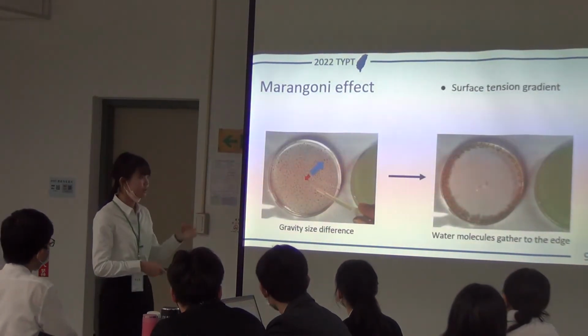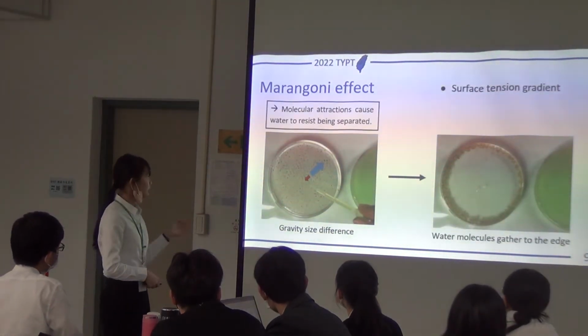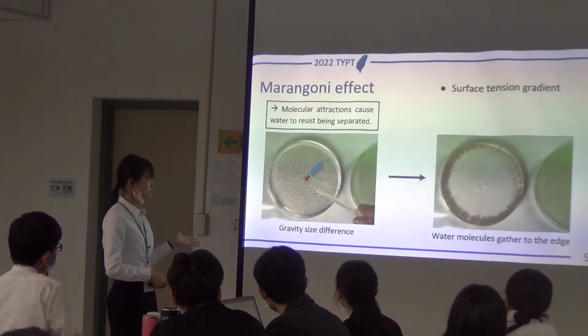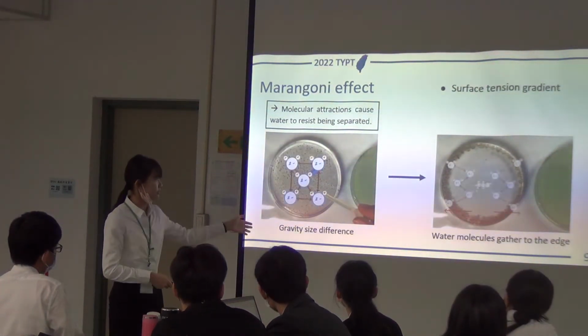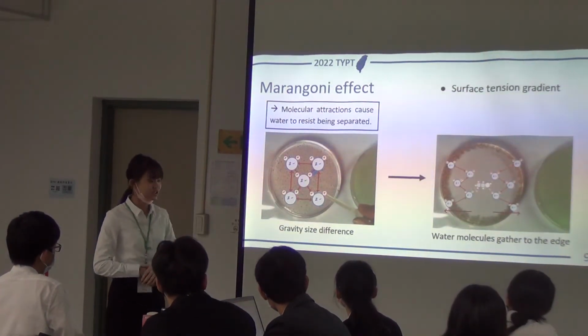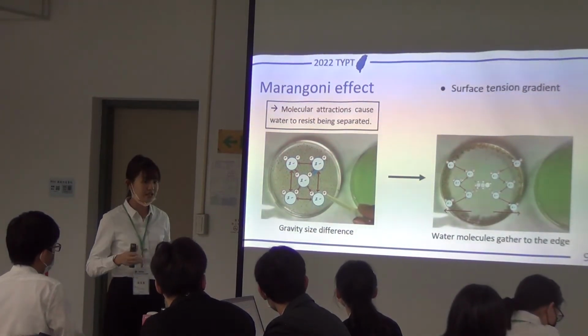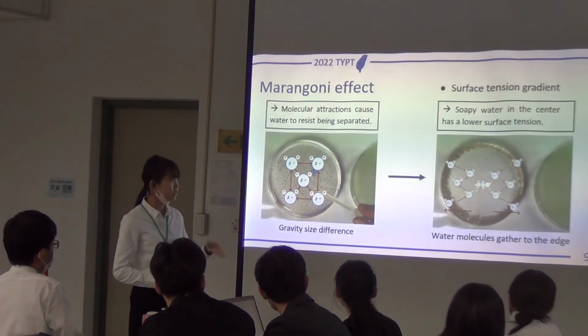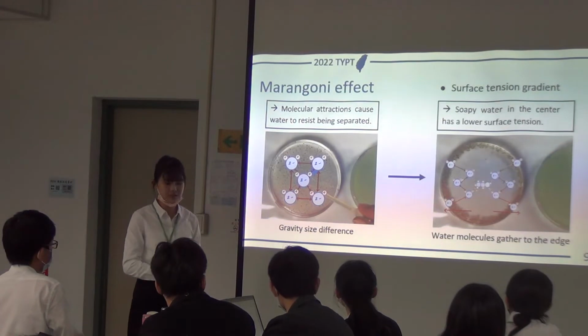And let's take a look at this more obvious example. The molecular attraction causes the pepper to be separated, and this is a picture before and after adding the mixture. As you can see, all the peppers gather at the edge, and we think the reason is that the salty water in the center has a lower surface tension.